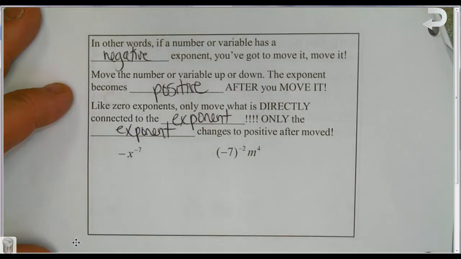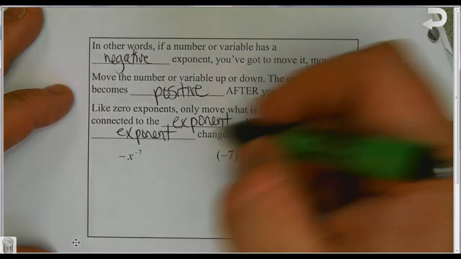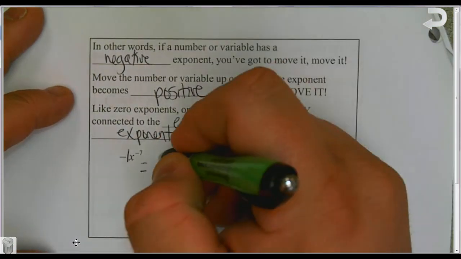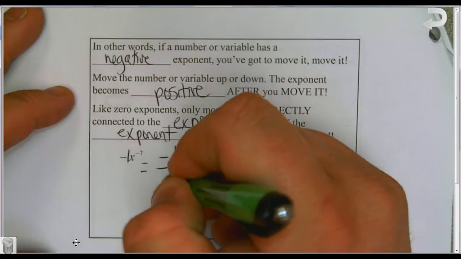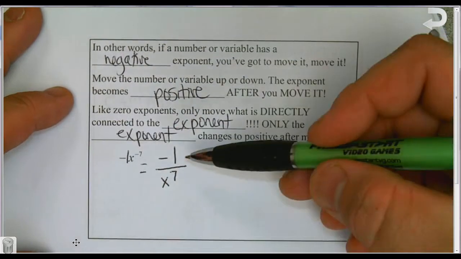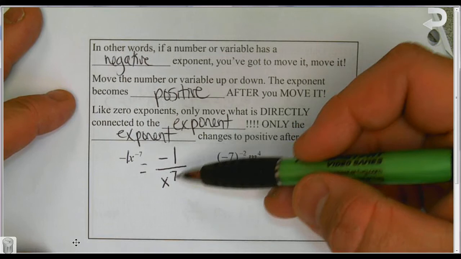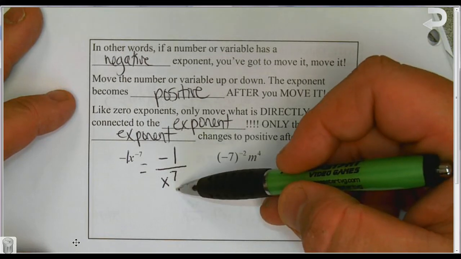So, for example, with negative x to the negative 7th, this is a negative 1 here. So I'm going to rewrite this as negative 1 over x to the 7th. Notice the negative 1 didn't change, and the negative 1 stayed in the top. The x to the 7th merely moved to the bottom.